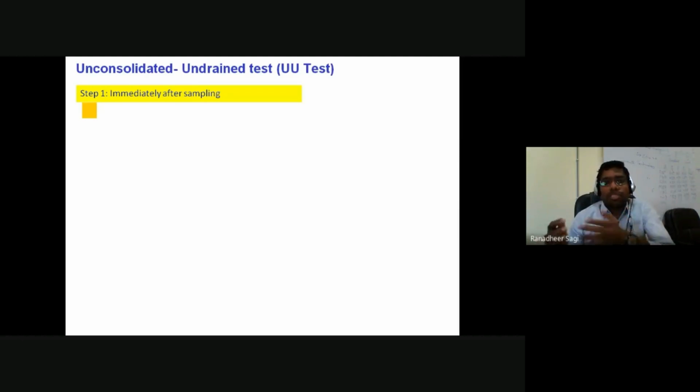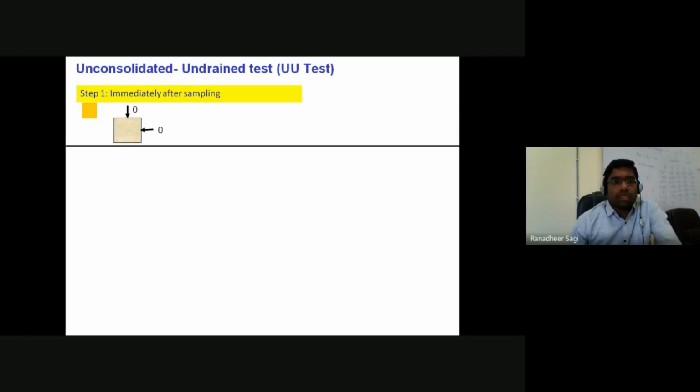We said in both stages of the loading, you are not going to allow water to get drained out of the soil sample. While the first stage of loading is applied, that means when you are applying the confining pressure on the soil sample, the water is not allowed to drain. So in that sense, the soil is said to be unconsolidated. Even during the application of the deviatoric load, the second stage of loading, you are not allowing the water to drain. So the soil is said to be in undrained state only. That's the reason we call that test the UU test, where the first U refers to unconsolidated and the second U refers to undrained.